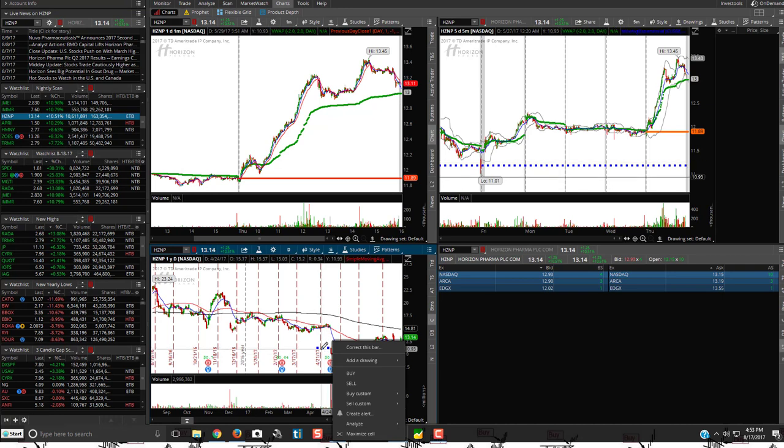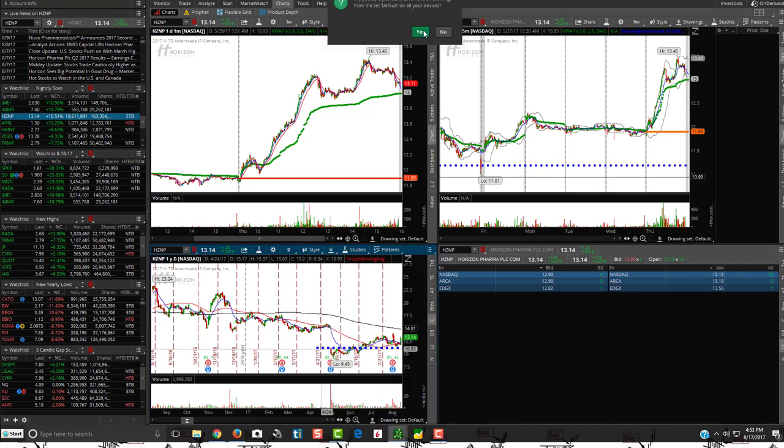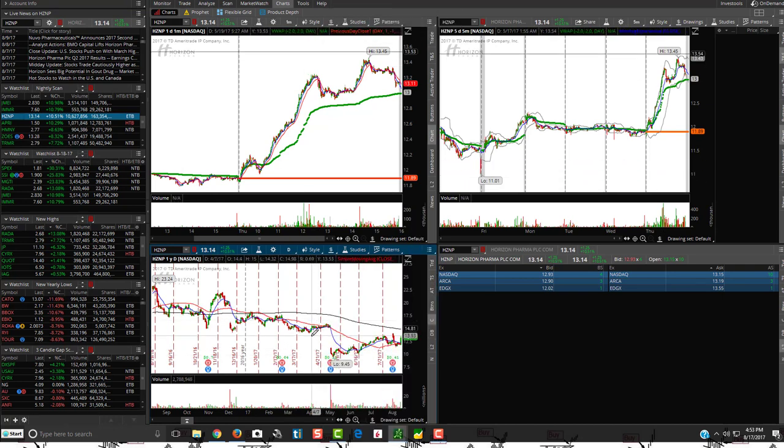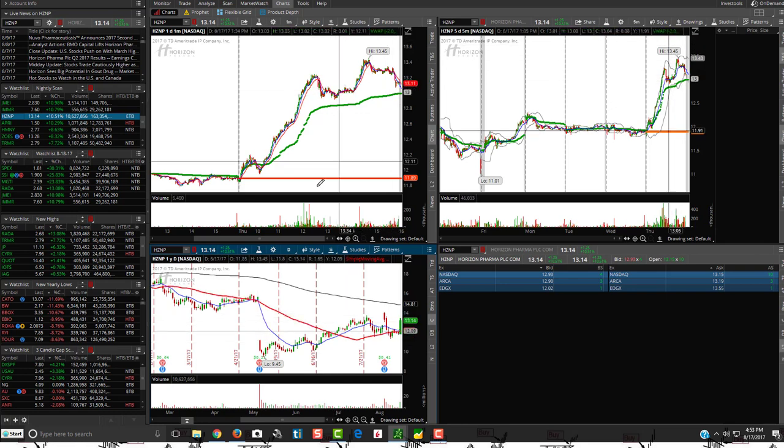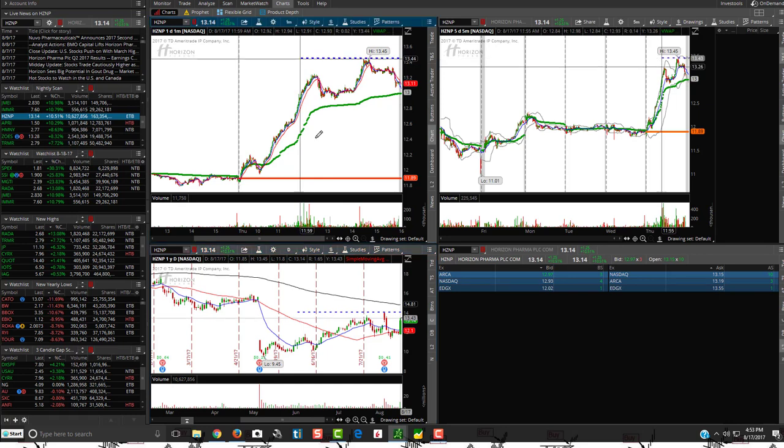HZNP. That one went up and kind of came back down. Let me see here. 13.45. So there's that. This one, you want to see if it can clear that $14 marker, 13.45. So see if it can break that, if it can go up to 14, if it can break it, or if it'll fade back down. Keep an eye on it. HZNP. Don't love it.